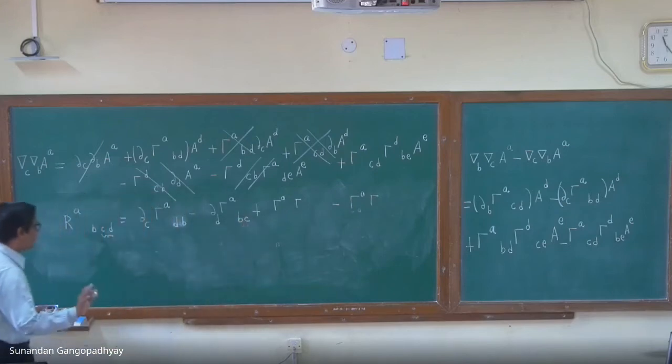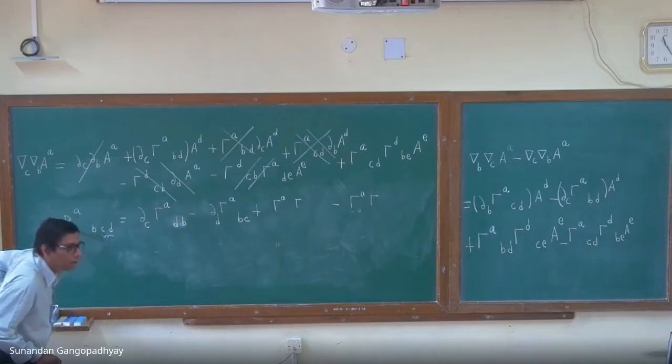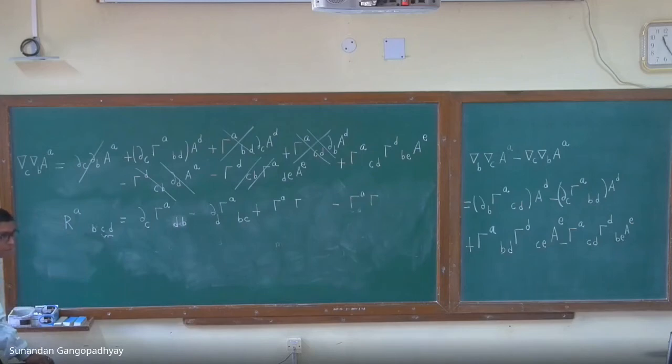Del B gamma A C D. This is fine. What is the problem with this? Let me just check. I think this is correct. Last two terms are excellent. Del C gamma A B D minus del B gamma A C D. This will be del B gamma A C D minus del C gamma A B D. So we write. That's what we derived. Yes, sir.